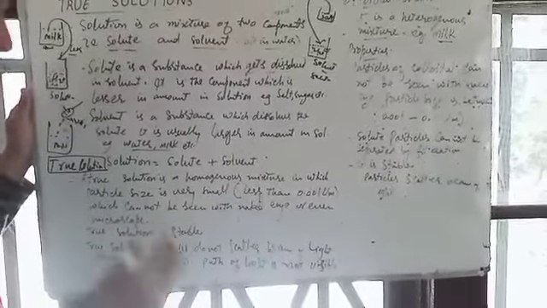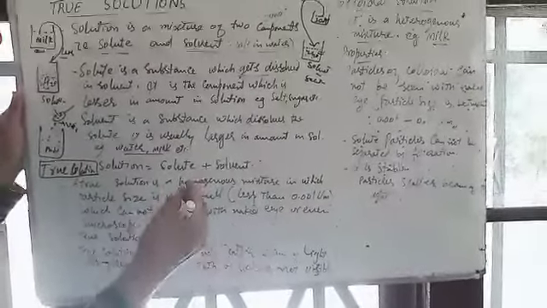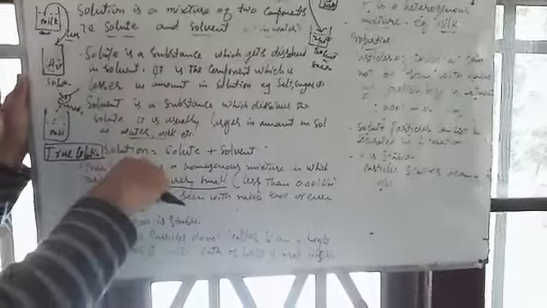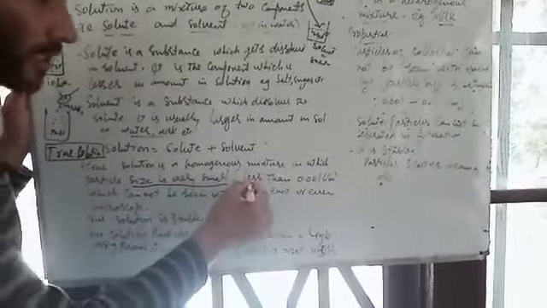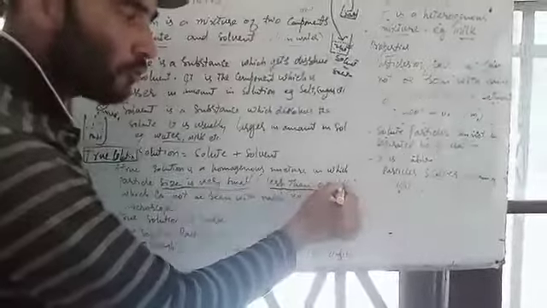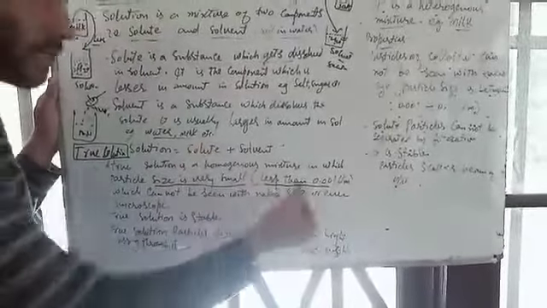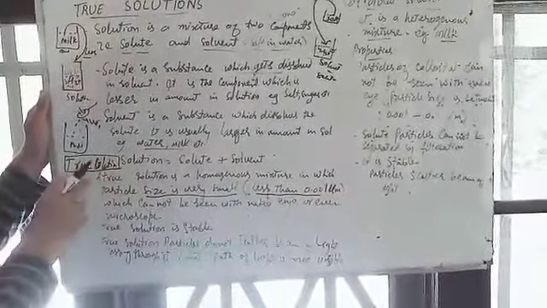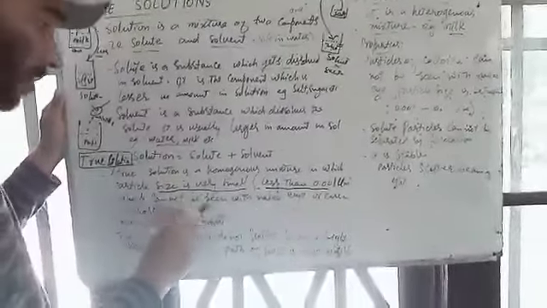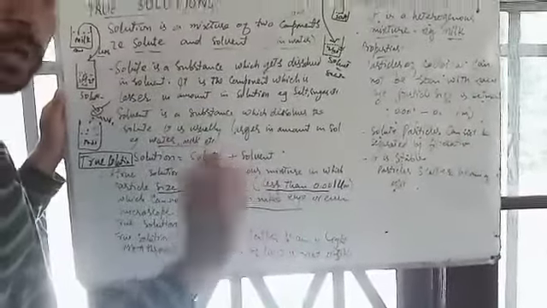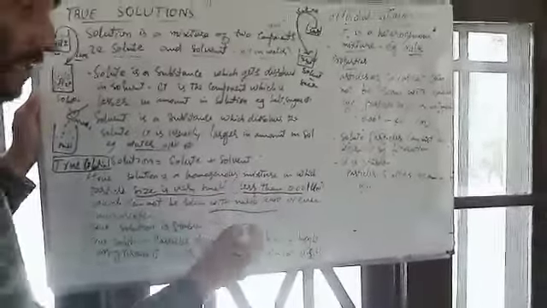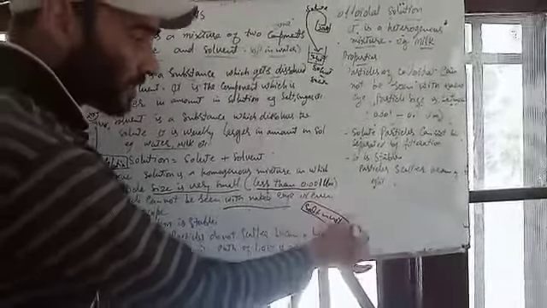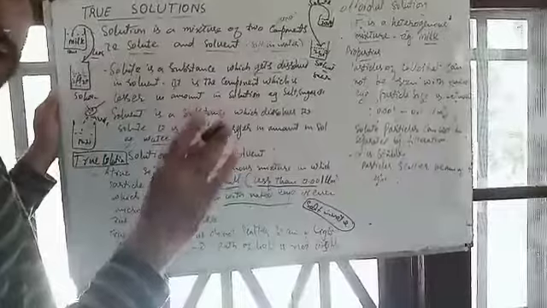What is a true solution? A true solution is a homogeneous mixture in which the solute particles are present, and the size of the solute particles is less than 0.001 micrometer. It is a very small size. It is the particle size in a true solution. That means it cannot be seen with the naked eye. An example is again salt in water. We cannot see the particles of salt in water by the naked eye or even in a microscope.